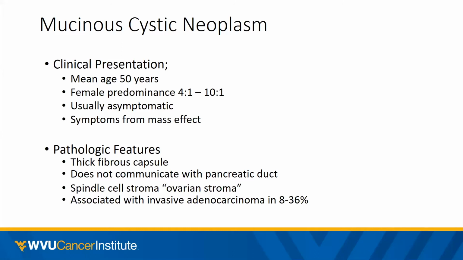Pathologically, they tend to have a fibrous capsule. They don't communicate with the pancreatic duct, and their kind of hallmark finding is spindle cell ovarian stroma. So these can be associated with invasive cancer. And so as a result, we tend to recommend resection for these patients.